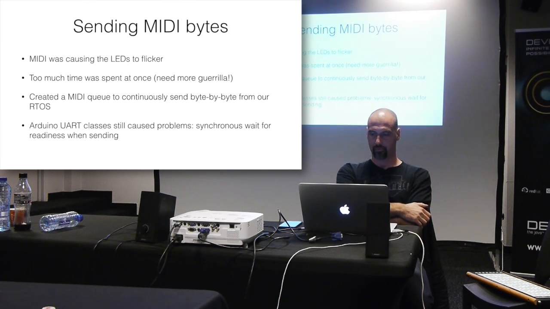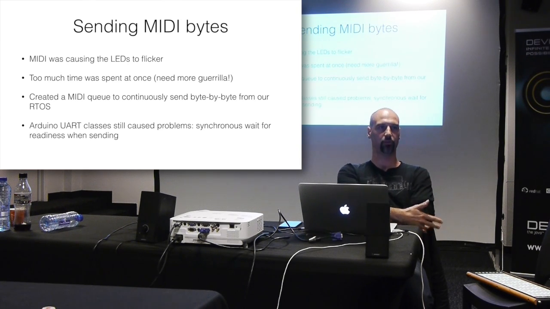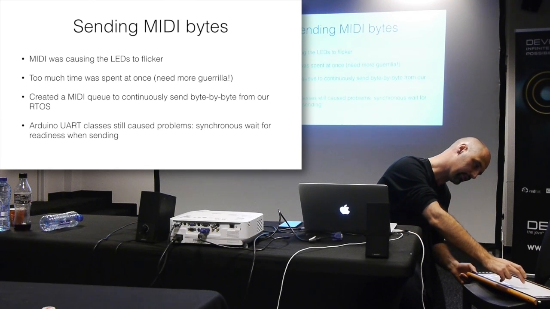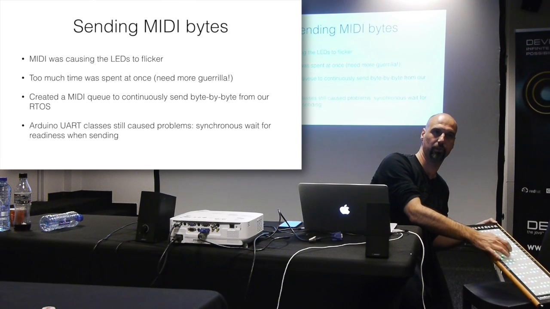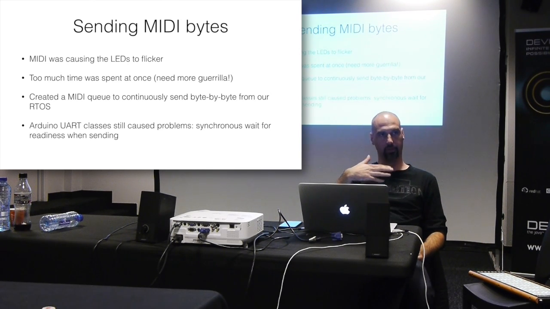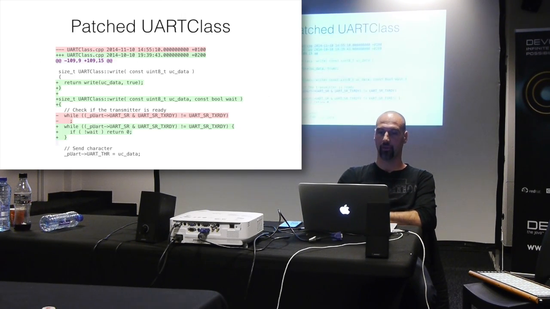It was kind of staggering because we had these LEDs displaying, but as soon as we were sending MIDI, everything was flickering. Quite similar to what I showed there, quite similar to that. Whenever it was sending MIDI, which is also going out over the serial peripheral interface, it was doing this thing. And why was it doing that? It's because the Arduino UART classes have a synchronous wait in them. They wait until the device is ready to send, and only then proceed.